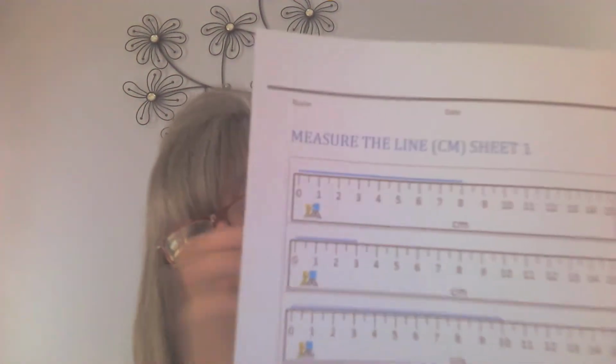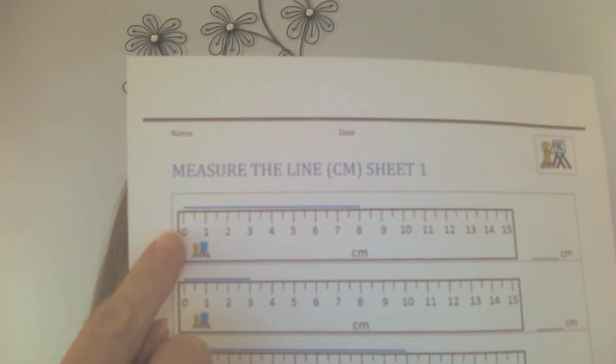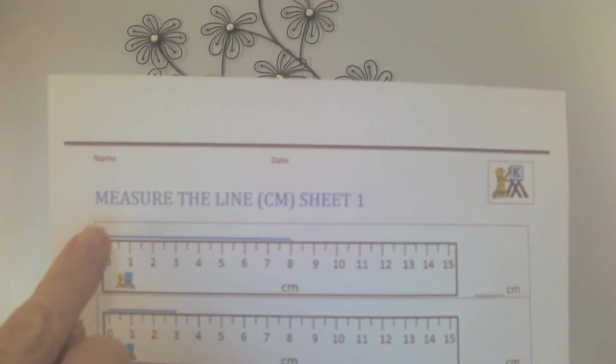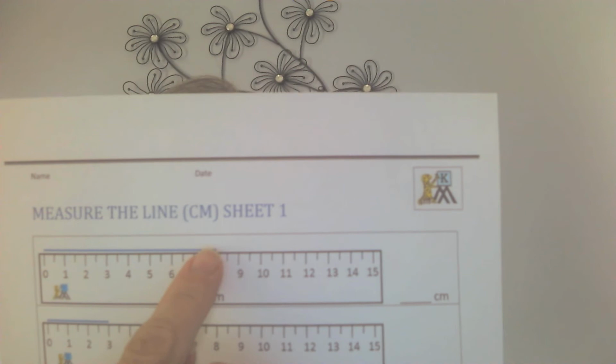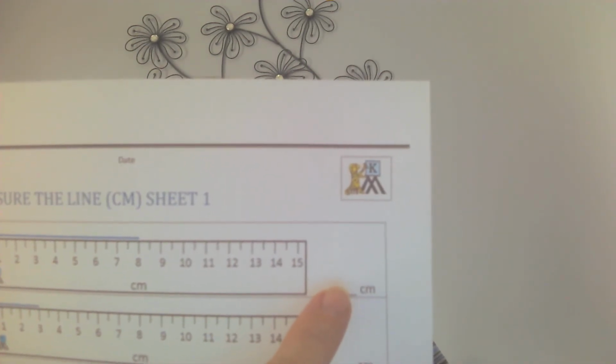Okay, boys and girls, so that's what you're going to be doing on your math papers today. But the easy part about it is they give you the ruler. And this ruler goes 0 to 15 centimeters. So all you have to do is take a look at the blue line, start at 0, follow with your finger. Okay, this one ends at 8. So you're going to write 8 centimeters in the blank, and so on like that.